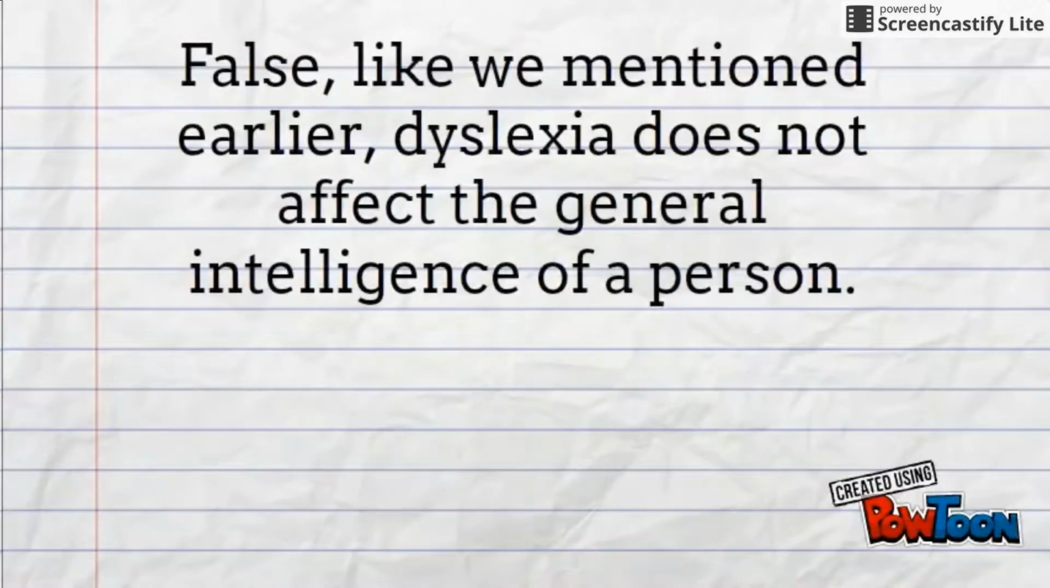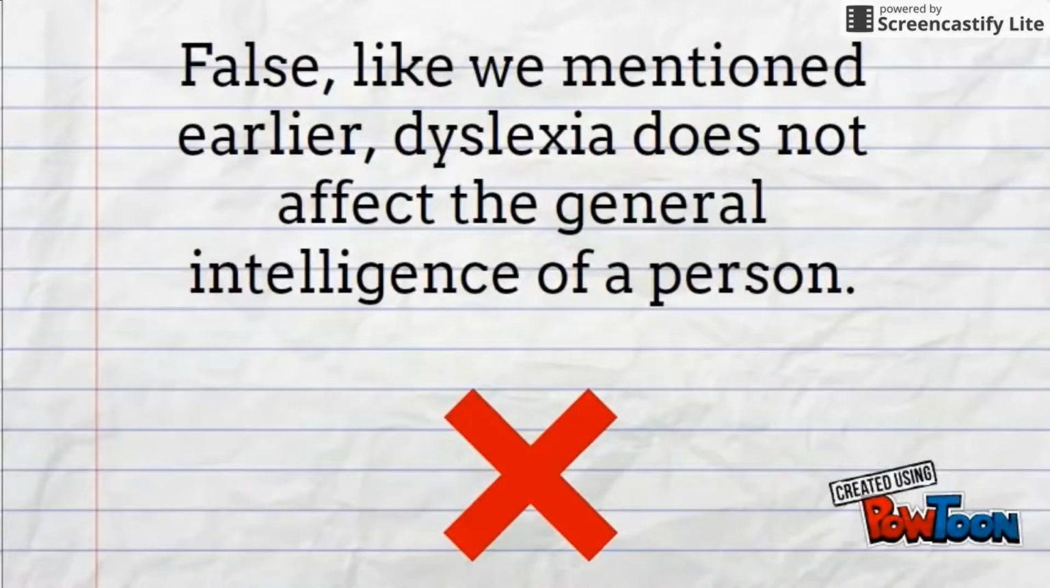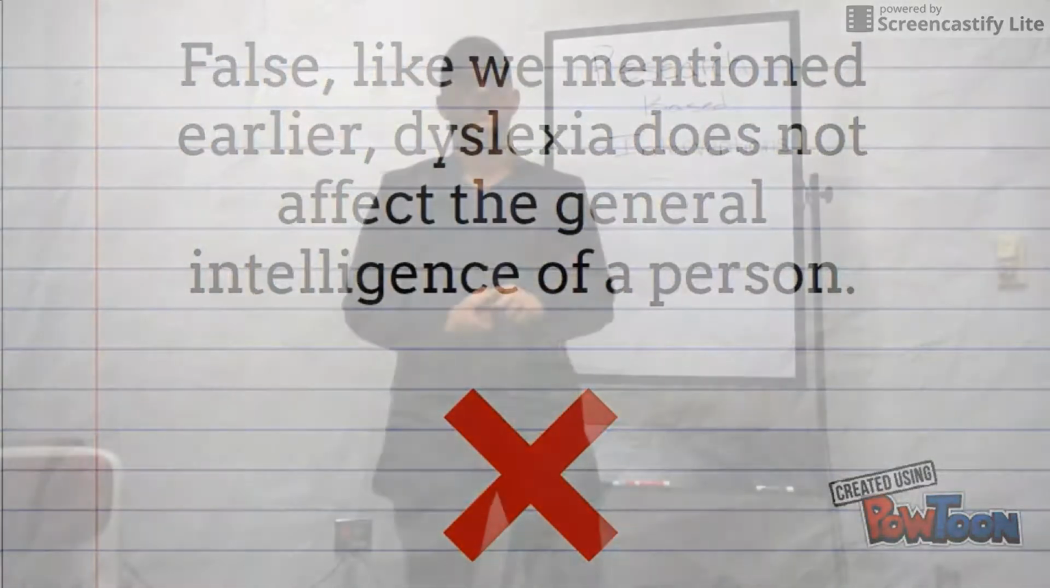The correct answer is false. Like we mentioned earlier, dyslexia does not affect the general intelligence of a person.